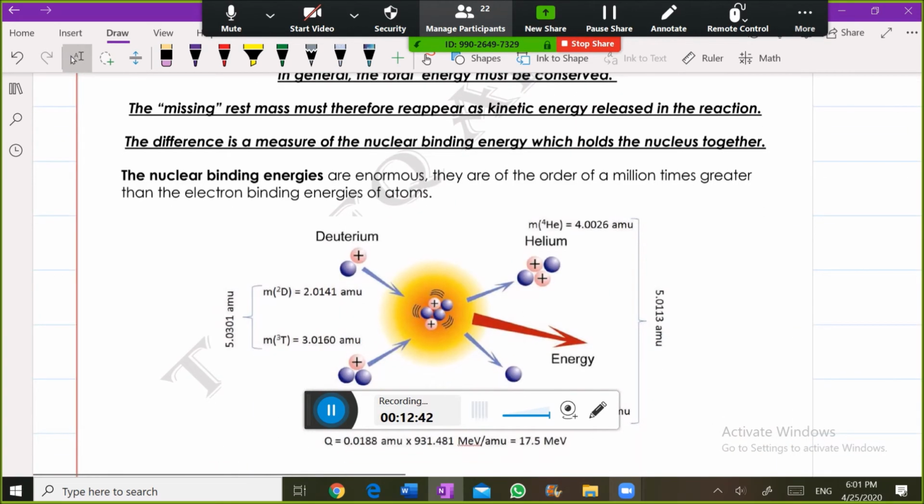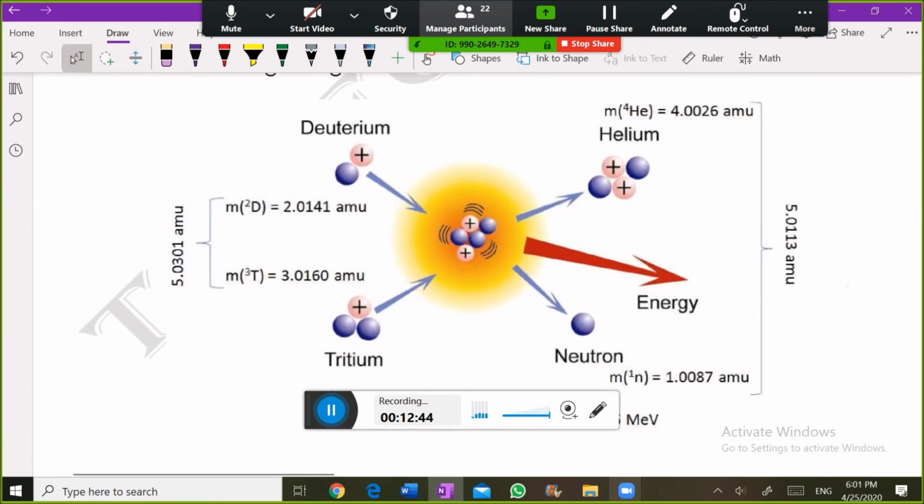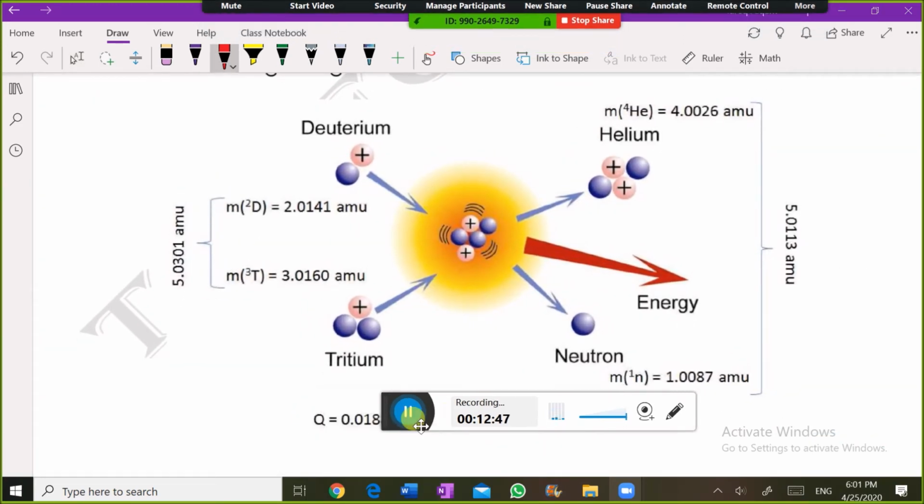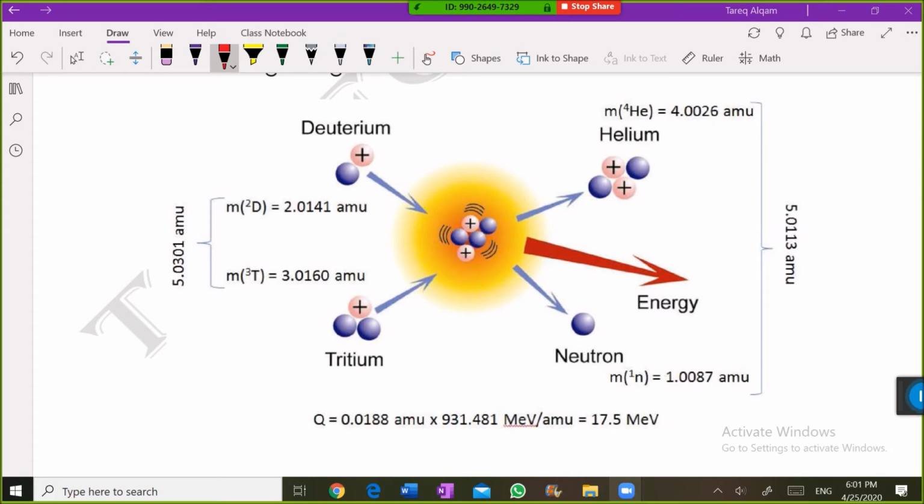Guys, one of the obstacles that the scientists at that time faced. Here there is a nuclear fusion. In this nuclear fusion, look at the masses here. We have something called deuterium with tritium. They fuse together, so it is a combining of these. As a result of this reaction, we got helium and a neutron.